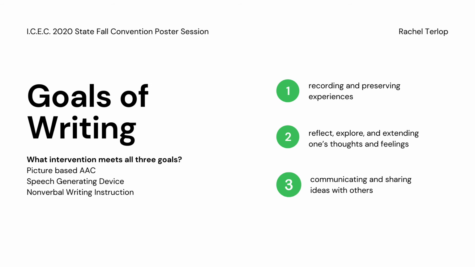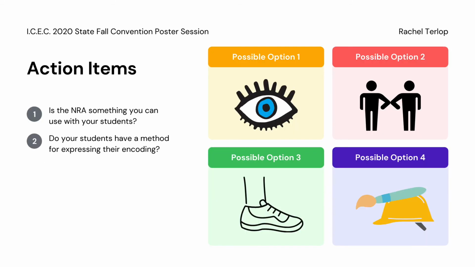When we come to school, students are interacting with the environment to write. There's that social cultural interaction with students. There's apprenticeship and auditory processing, as well as kineme development, or that physical motor movement. And with the goals of writing being to record and preserve experiences, reflect and explore thoughts and feelings, and communicate or share ideas with others, I'm wondering if picture-based AAC or speech-generating devices meet all of these goals. However, I think nonverbal writing instruction could.